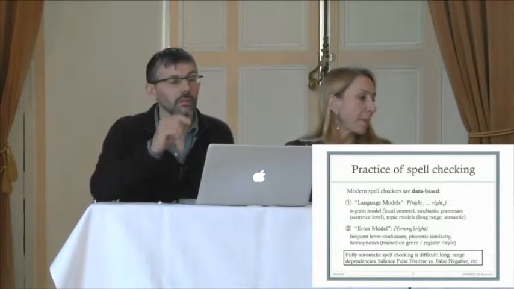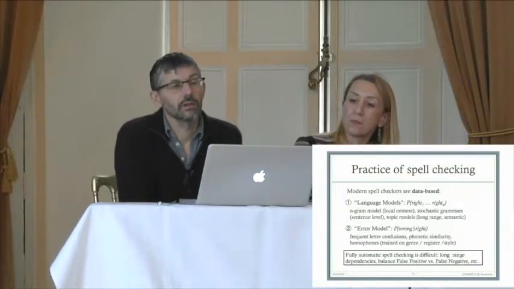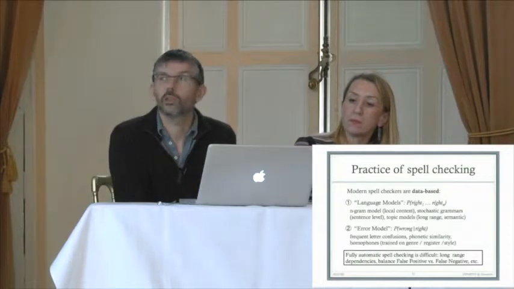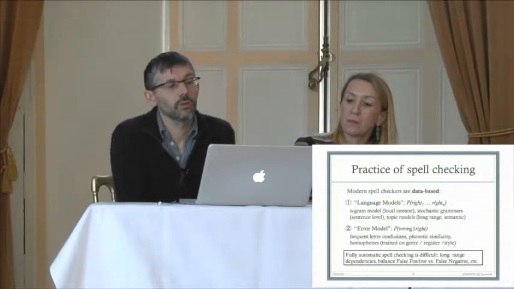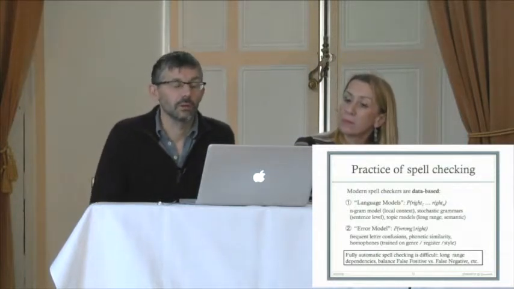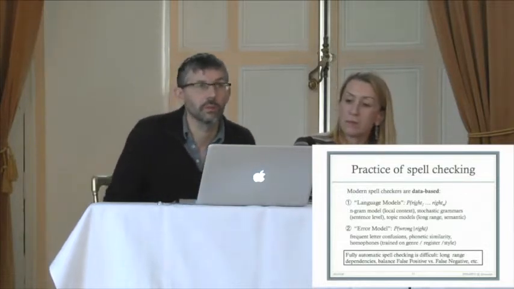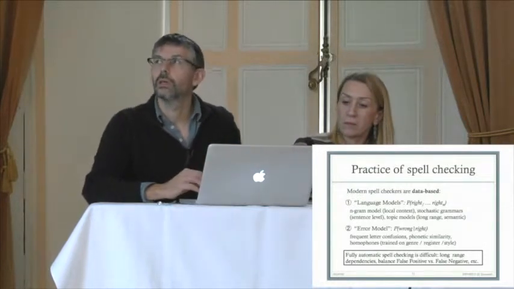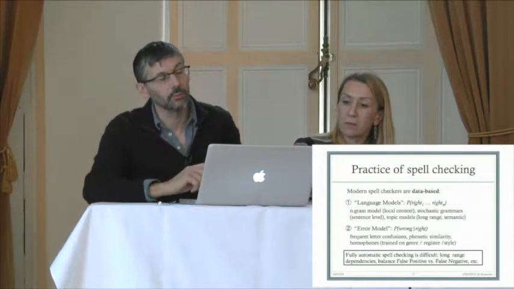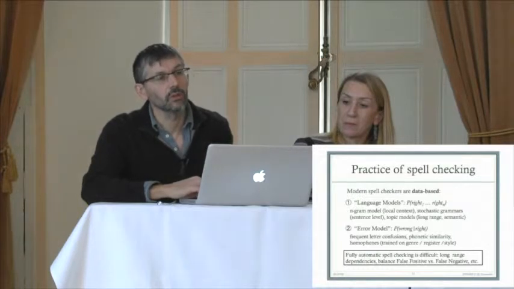So you know that modern spell checkers are basically data-based, and they have two main components. One is a language model that is typically n-gram models for the local context, and maybe the most sophisticated ones use stochastic grammars at the sentence level, or maybe topic models for capturing long-range dependencies. And the other component is the error model. And the error model usually includes frequent letter confusions, maybe phonetic similarities, and also homophones.